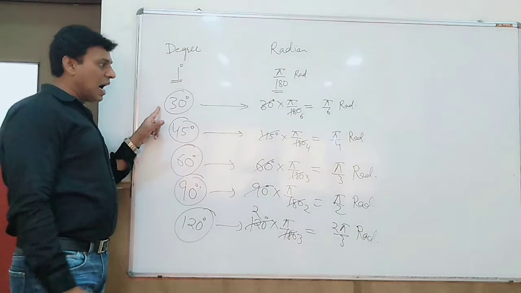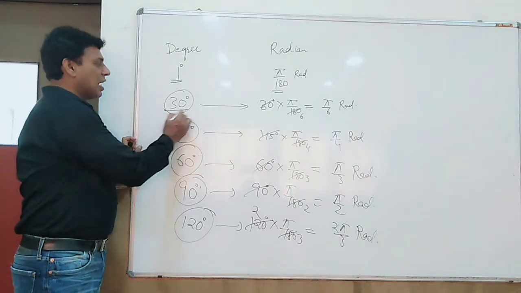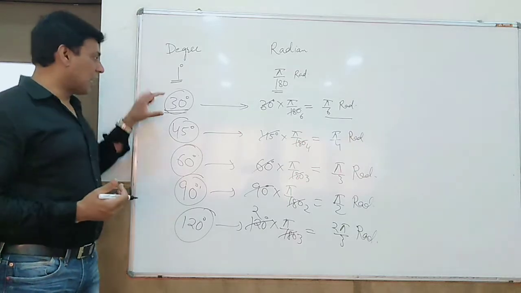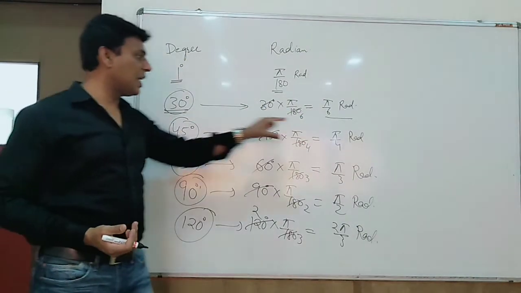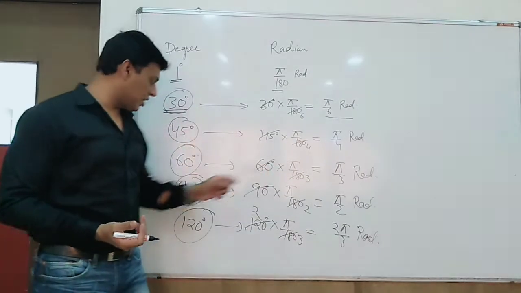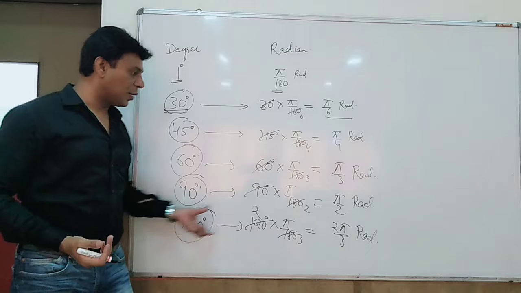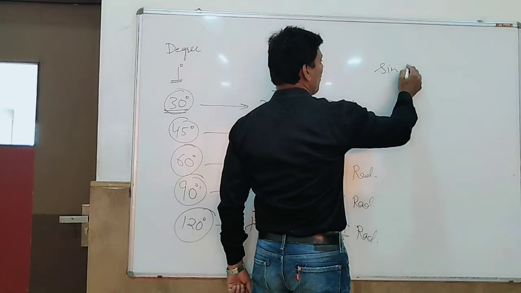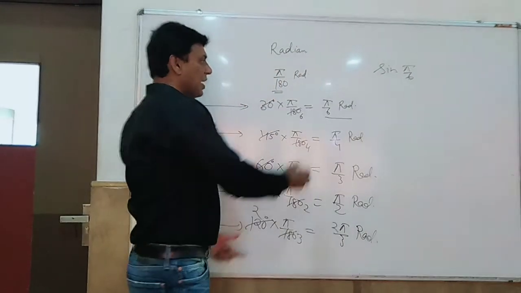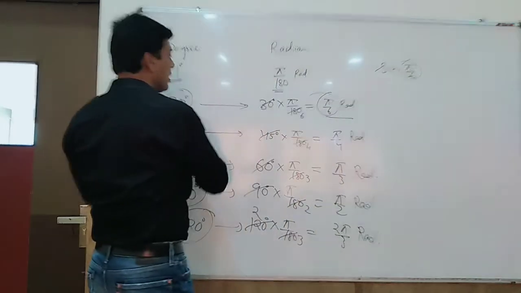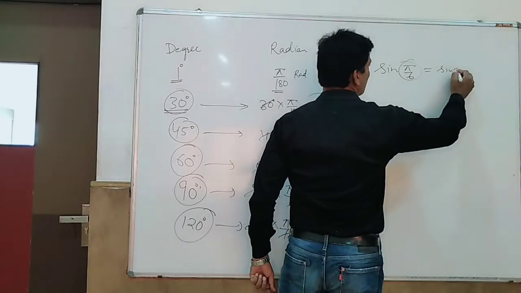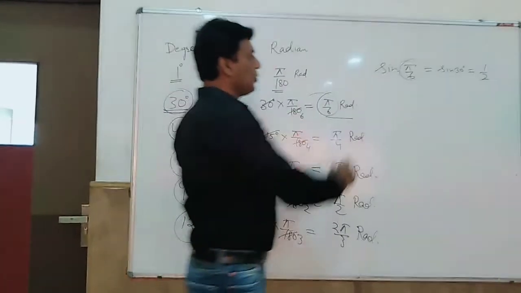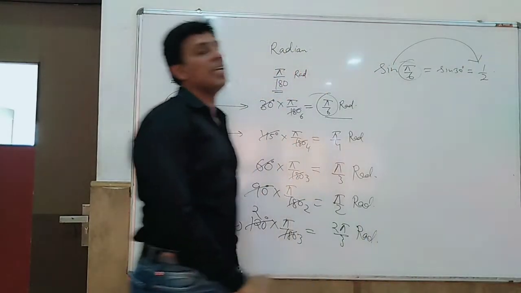Now you have to memorize these things. 30 degree is pi by 6 radian, 45 degree is pi by 4 radian, 60 degree is pi by 3 radian, 90 degree is pi by 2 radian, 120 degree is 2 pi by 3 radian. You have to learn them directly. Because suppose I ask what is the value of sine pi by 6, you should understand that pi by 6 means 30 degree. So you can write sine 30 degree, which is 1 by 2.